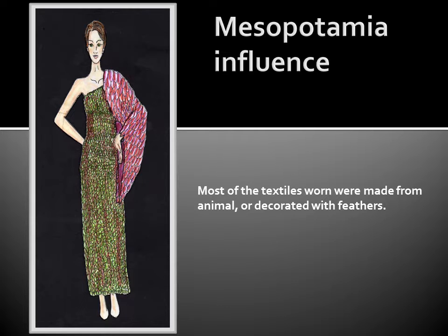Our last time era that we are going to go over is the Mesopotamian influence era. Most of the textiles worn were made from animal skins or decorated with feathers in the Mesopotamian era. The animal skins would be turned inside out and the wool combed. It would later be used to make wool. This art was actually not found until a much later part of the Mesopotamian era.